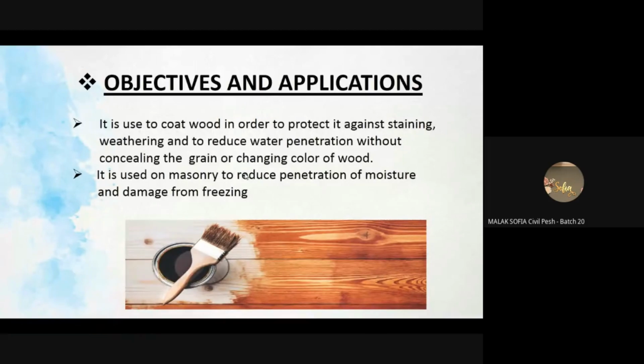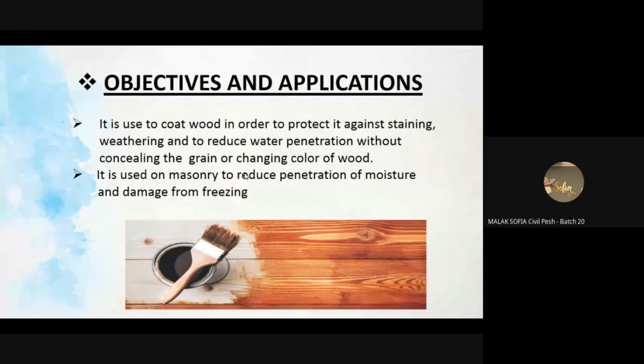Okay, it is used to coat wood in order to protect it against staining and weathering, and to reduce water penetration without concealing the grain or changing the color of wood. You can see the three basic objectives, how good it is to use varnish. It can prevent you from staining and weathering. Weathering is nowadays very common.